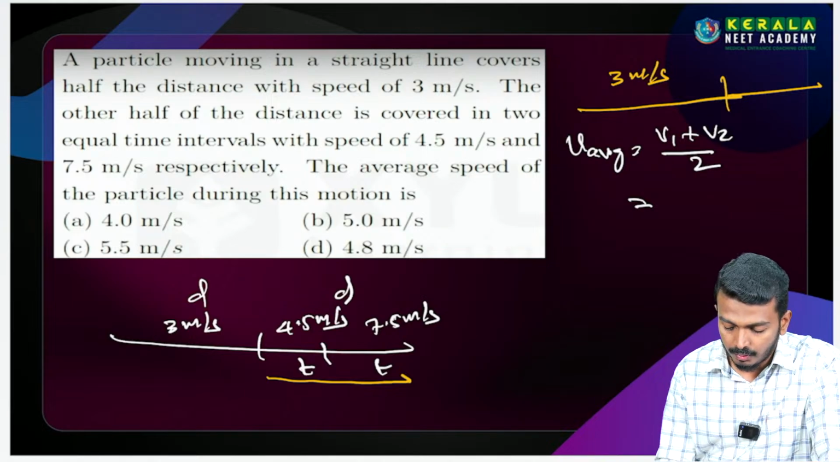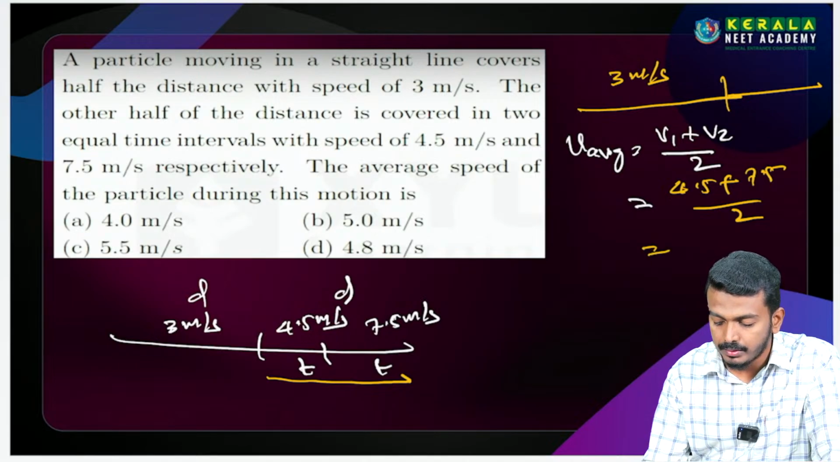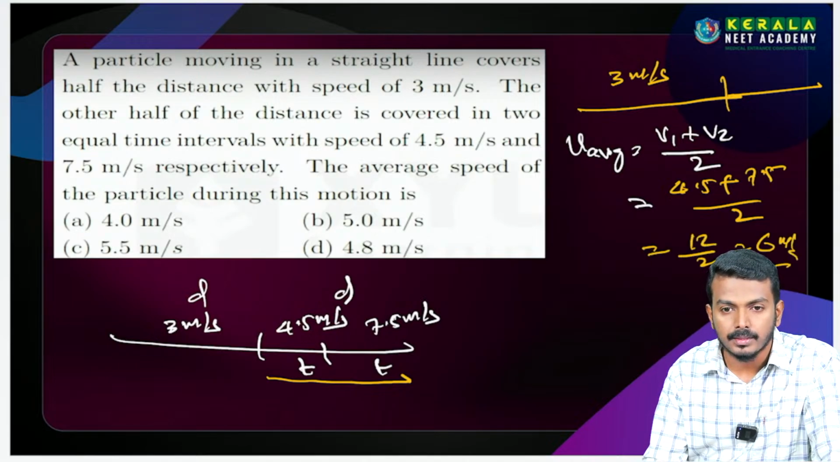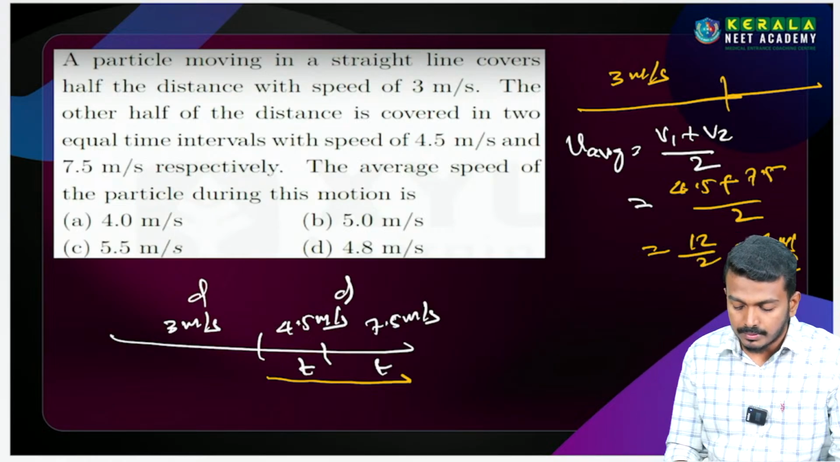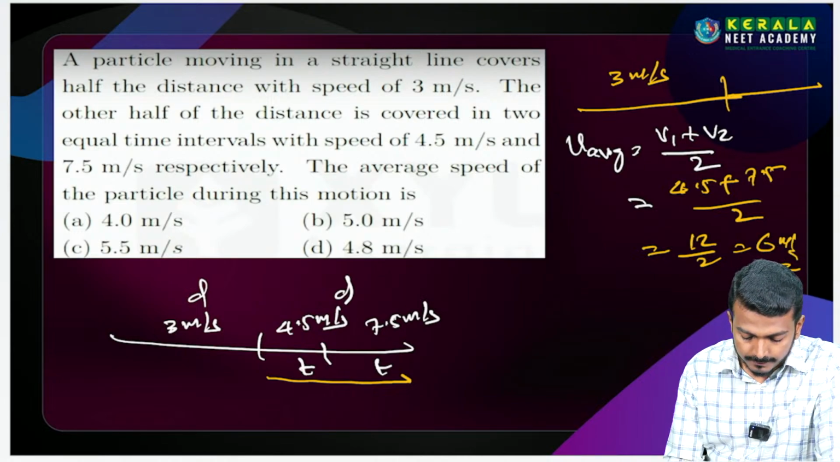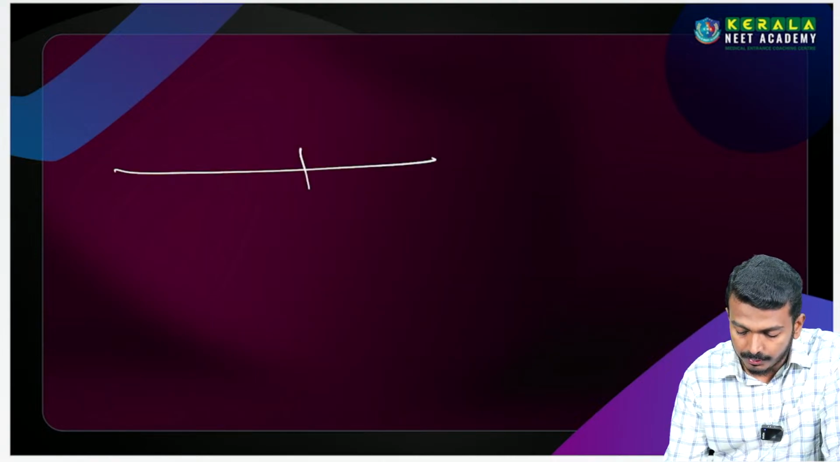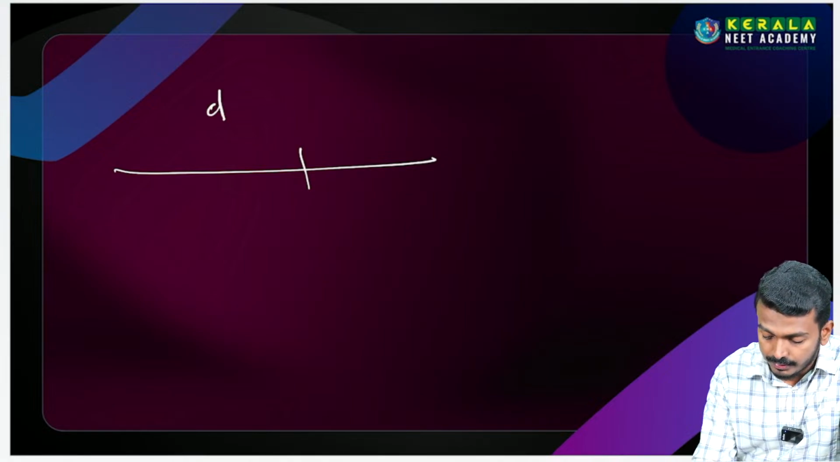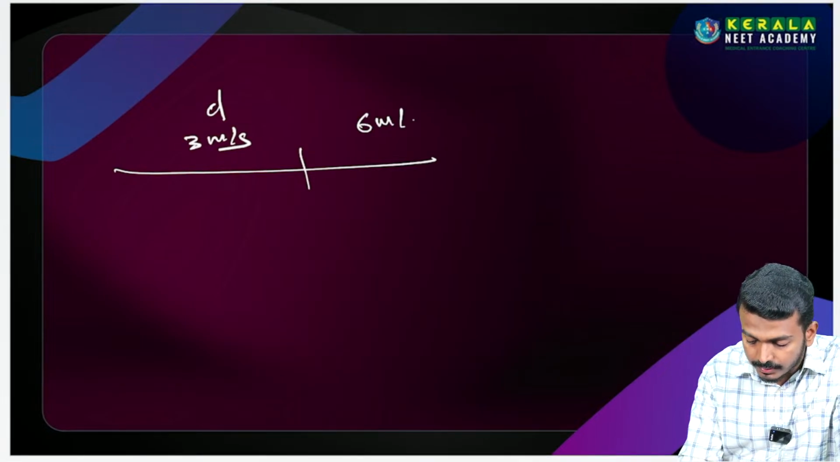What is the value of v1? Already given in the question. 4.5 plus 7.5 divided by 2 means 12 divided by 2, which is 6 meters per second. Means in the second interval the body travels with a velocity of 6 meters per second. Then how to solve the question? Then listen. Taking the total overall, the first half of the distance moves with what velocity? 3 meters per second. The second half moves with what velocity? 6 meters per second. The two cases are equal.